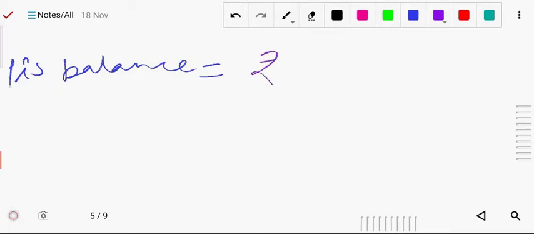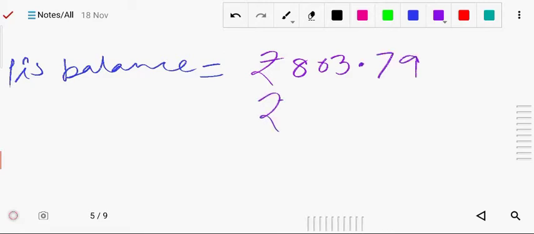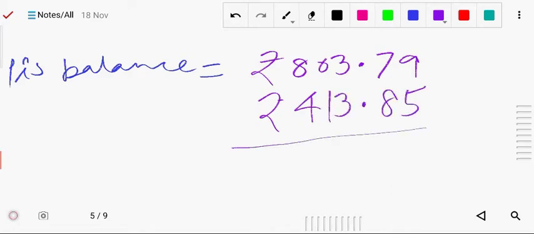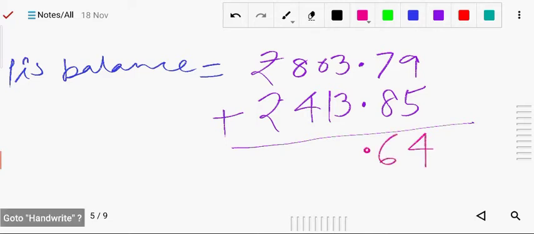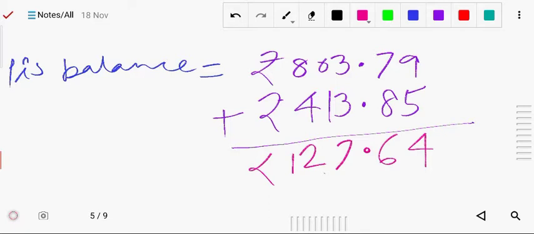So write rupees 803.79 and rupees 413.85, and these two we can add, so add it. Now you can add: here will be 14, carry 1, so here will be 16, carry 1, so here will be 7, here will be 1, here will be 12 and rupees.